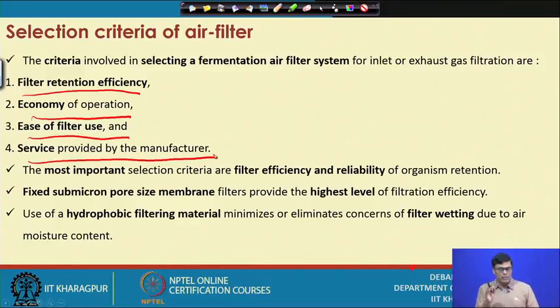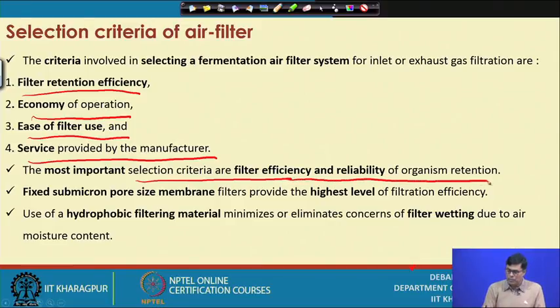These four factors play a very important role in selecting the air filter. The most important selection criteria are filter efficiency and reliability of organism retention. Fixed sub-micron pore size membrane filters provide the highest level of filtration efficiency.